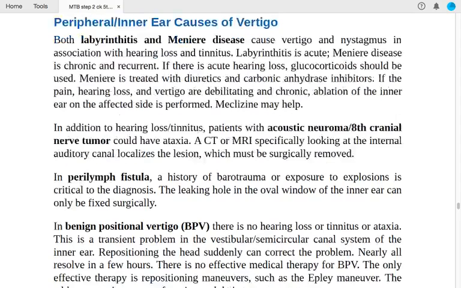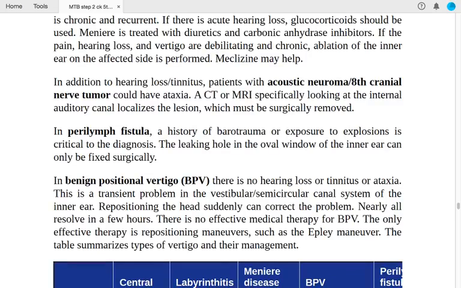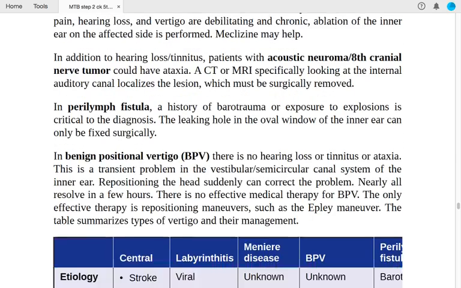Now, in perilymph fistula, a history of barotrauma or exposure to explosion is critical to the diagnosis. If it's a case of perilymph fistula, definitely barotrauma history or exposure to explosion must be there. The leakage hole in the oval window of the inner ear can only be fixed surgically. Then only we can go for the surgical option.